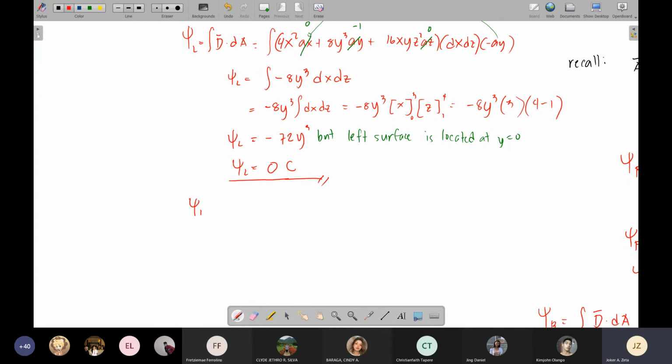Next, the right. So we did the left, now the right. So, back again, the flux density times differential area is equivalent to 4x squared ax.